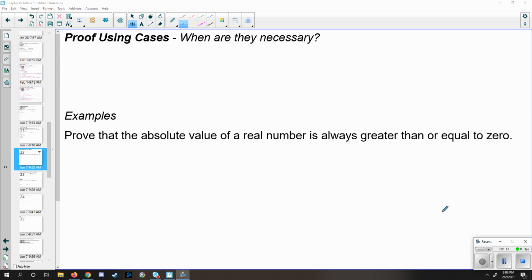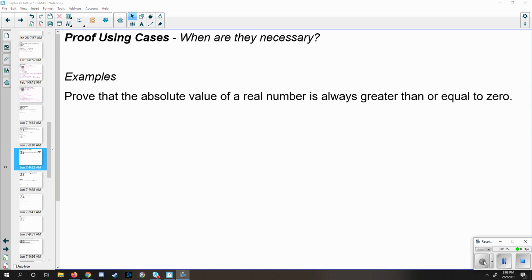So here's an example I like to share that is just getting our feet wet with using a proof by cases. We're going to prove that the absolute value of a real number is always greater than or equal to 0. Something to make note of here is that the absolute value function itself is defined as a piecewise function. So there's actually two components to it. The absolute value of a real number x is equal to x when x is greater than or equal to 0, and it's equal to negative x when x is less than 0.